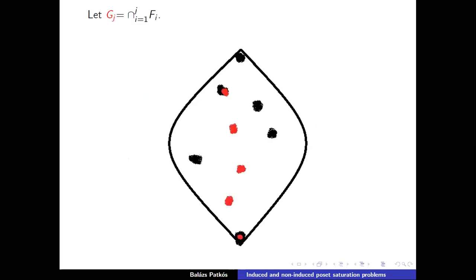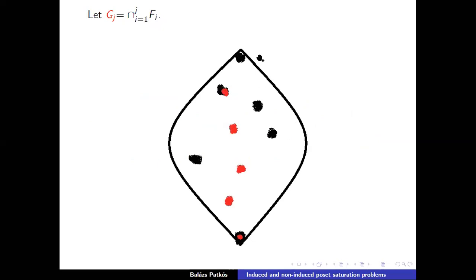So then we ordered the elements of the family F in this way, and then we define the G's. G sub j is the intersection of the first j sets of the family in the previously determined order. Here a red dot is missing. Then for the second one, it's still the same. And for the third one, this is supposed to be the intersection of this set and this set.